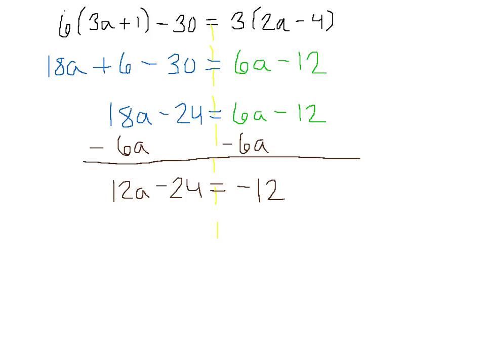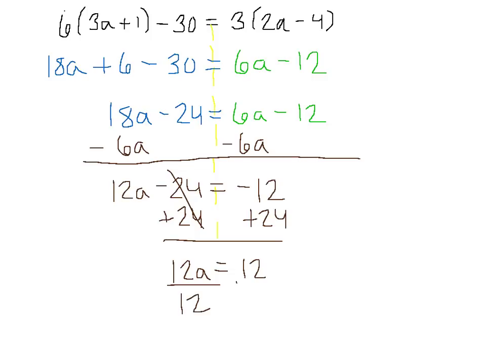In order to get a by itself, I'm going to add 24 to both sides. That's going to give me, this will cancel out, I'll have 12a equals 12. Divide both sides by 12 in order to get a by itself. So a is going to equal 1.